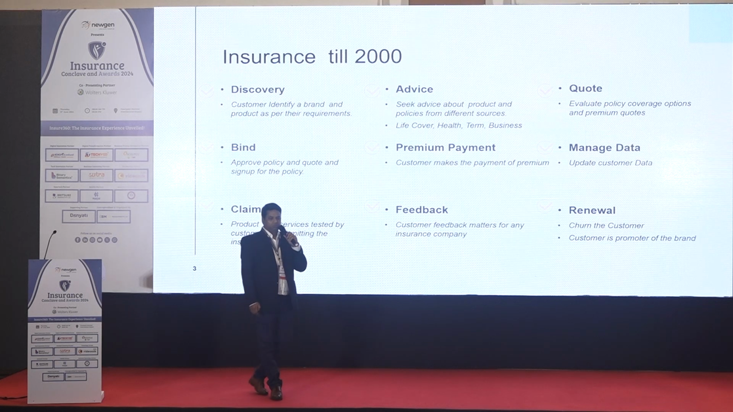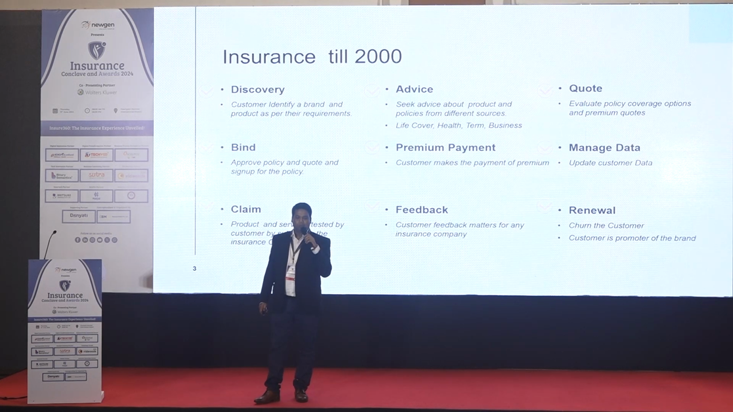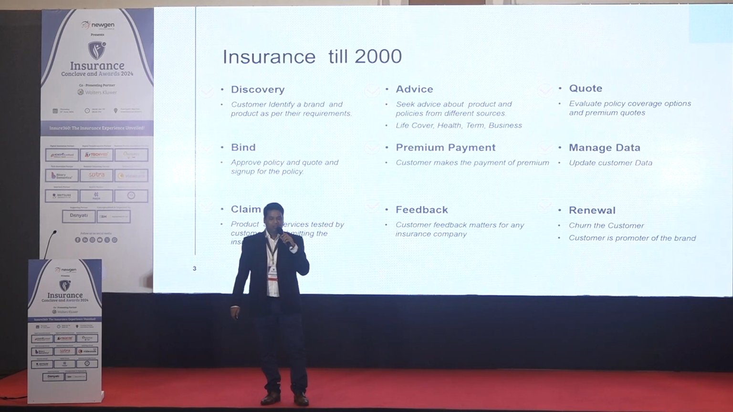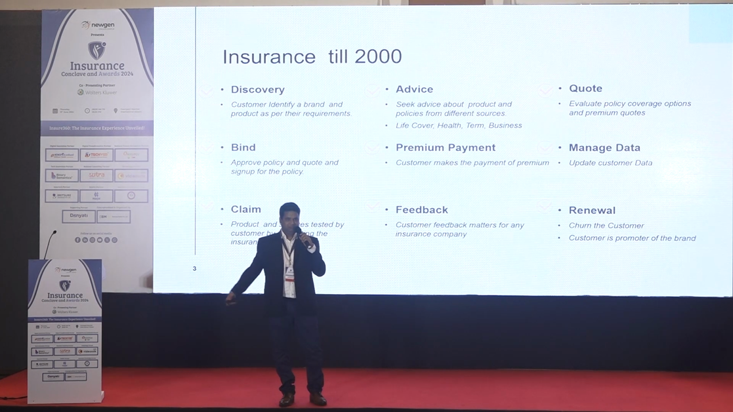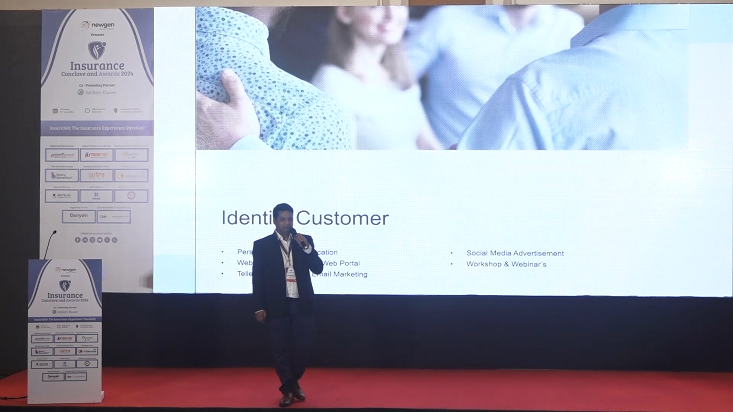Now coming to this, there was no possibility of the customer churning or going to another company, or how the customer is renewing. The customer is your promoter, because everything was only one company, there was no competitor available till 2000, and the customer was your promoter. Okay, go for the LIC, go for the LIC, no other option. Now post 2000, what happened?